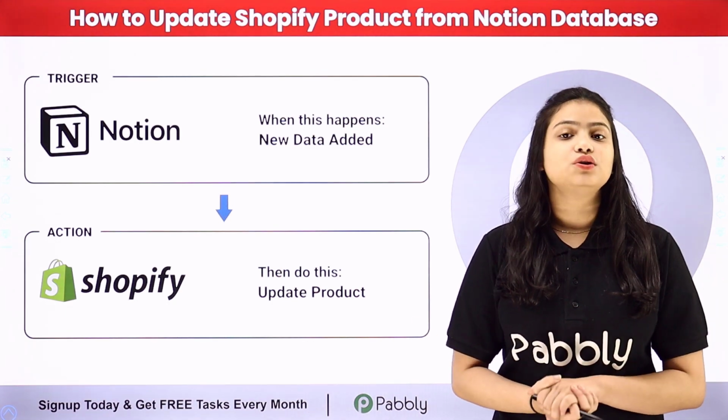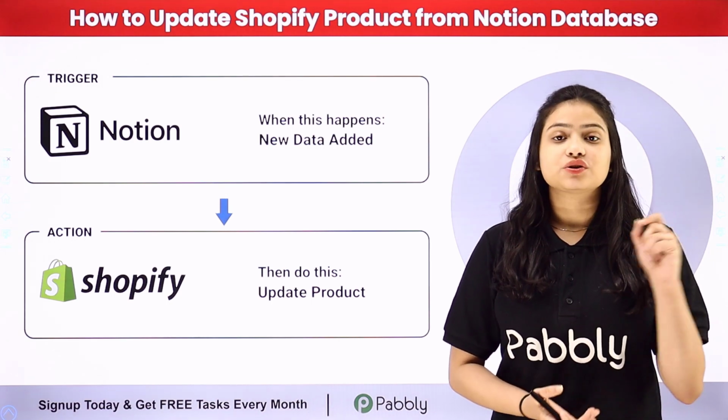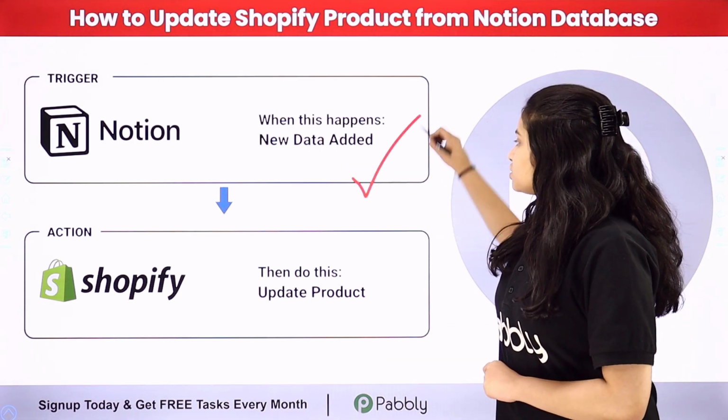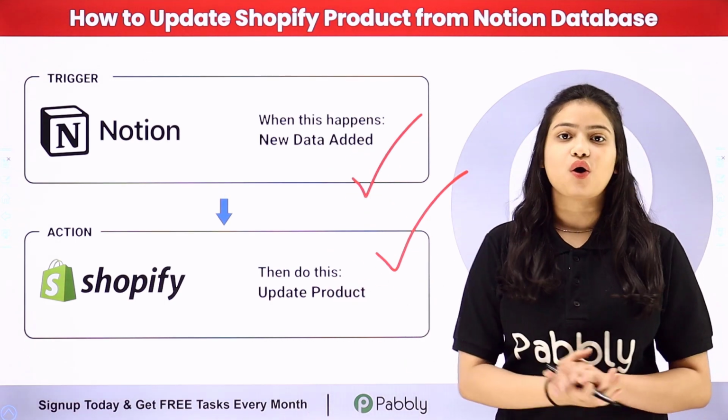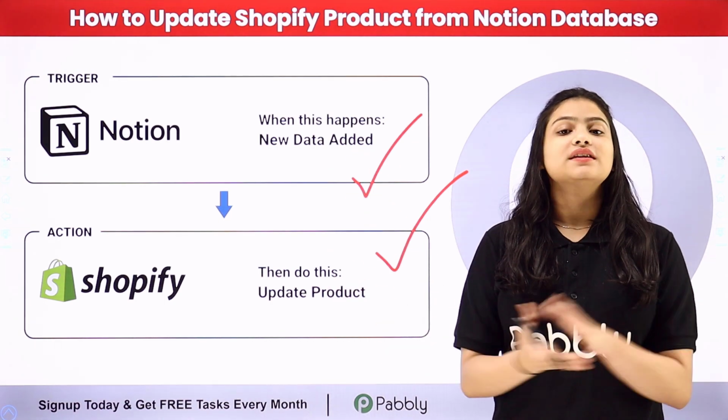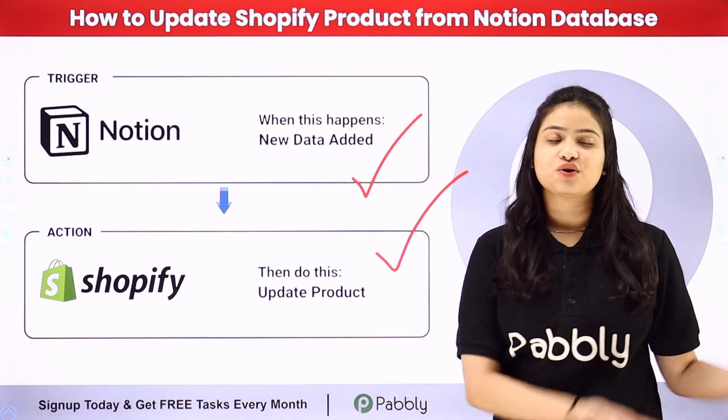So Pabbly Connect works on two principles, trigger and action. So in trigger, we are going to take Notion, and in action, we are going to take Shopify. And we are going to set up a connection between these two applications to automate this entire process. And to learn the entire automation step by step, let me take you all to my screen.